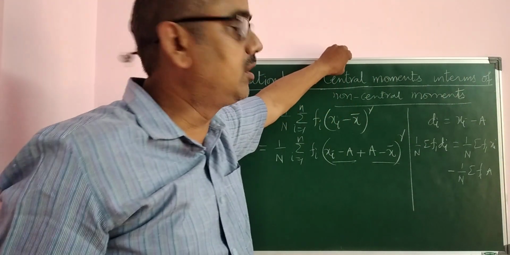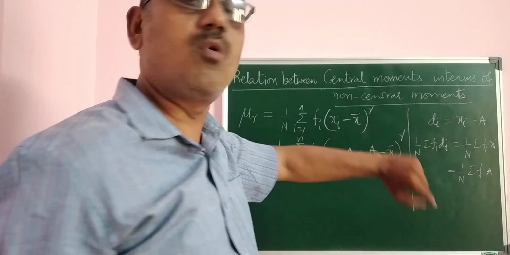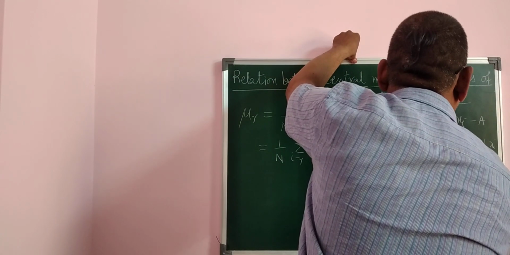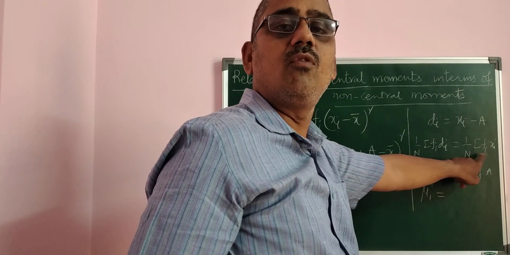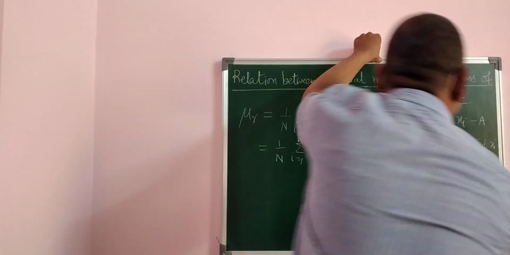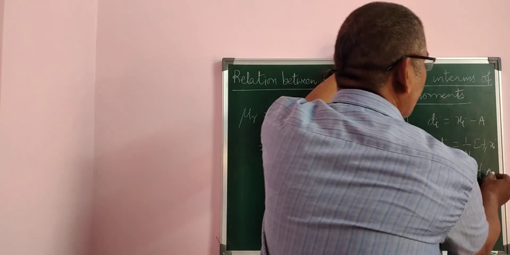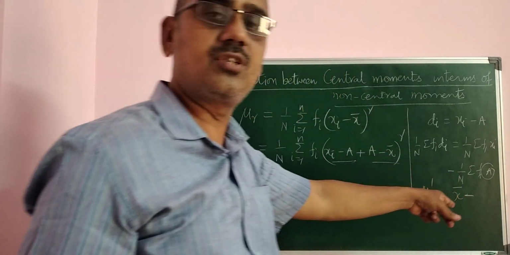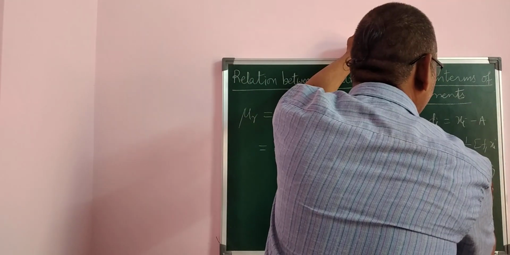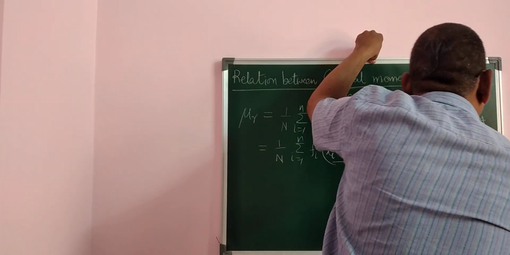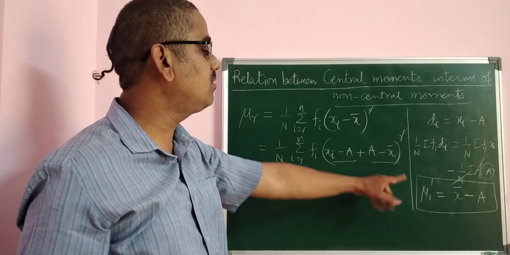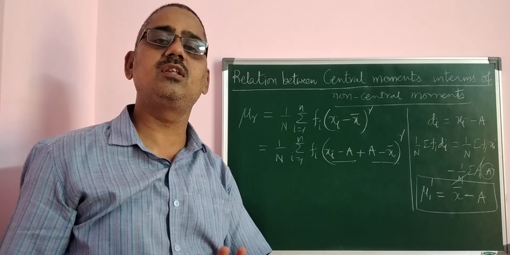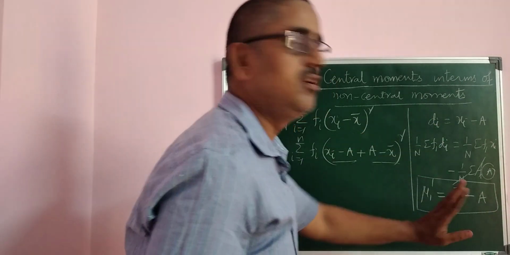So 1 by n summation fi di is mu 1 dash. Therefore mu 1 dash is equal to 1 by n summation fi into xi, the formula of mean x bar, minus a. You see here, a is a constant, it does not depend on the summation, so summation fi is n, which gets cancelled. So you have to remember, mu 1 dash is equal to x bar minus a. So a minus x bar is minus mu 1 dash. Do you understand this? This is obtained from this result.